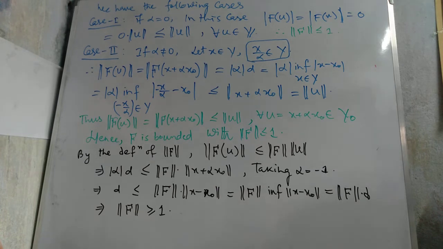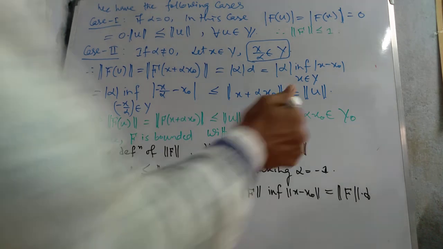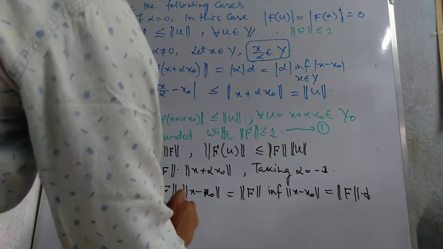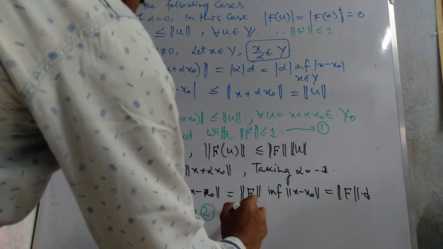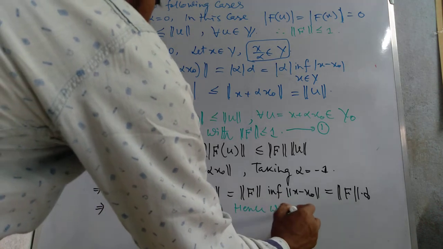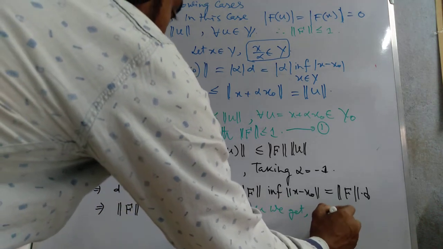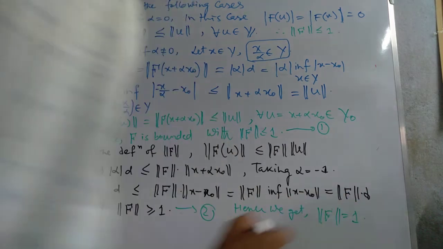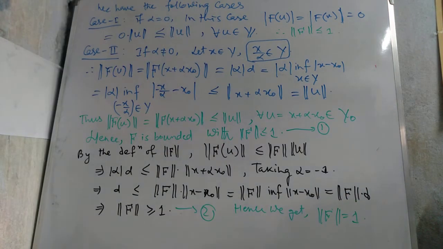Okay, now we're going to discuss this further. Here we mark it as 1. Here we mark it as 2. Hence we get norm of f equal to 1. Hence by the Hahn Banach theorem, there exists f belonging to X star with this property holding.